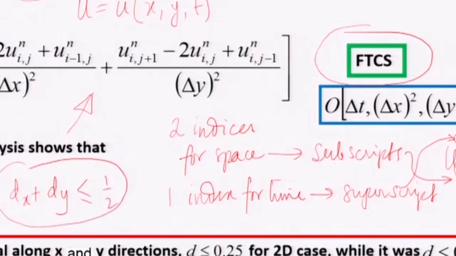That means, individually both of them would have to be smaller than what it is for a corresponding one dimensional case, and that is a big worry. So, if you were to use the same grid spacing along the two directions, then this condition produces an outcome that the diffusion number has to be less than equal to 0.25 for a two-dimensional case, whereas it was less than equal to 0.5 for a one-dimensional case.